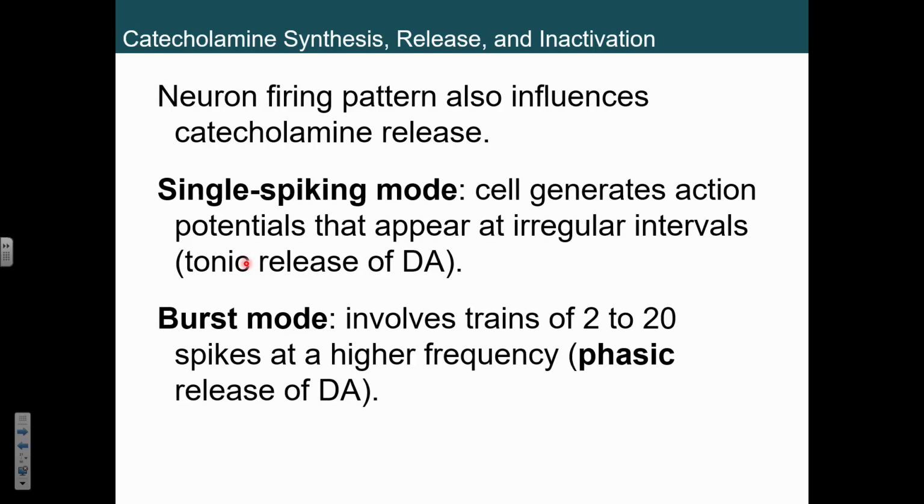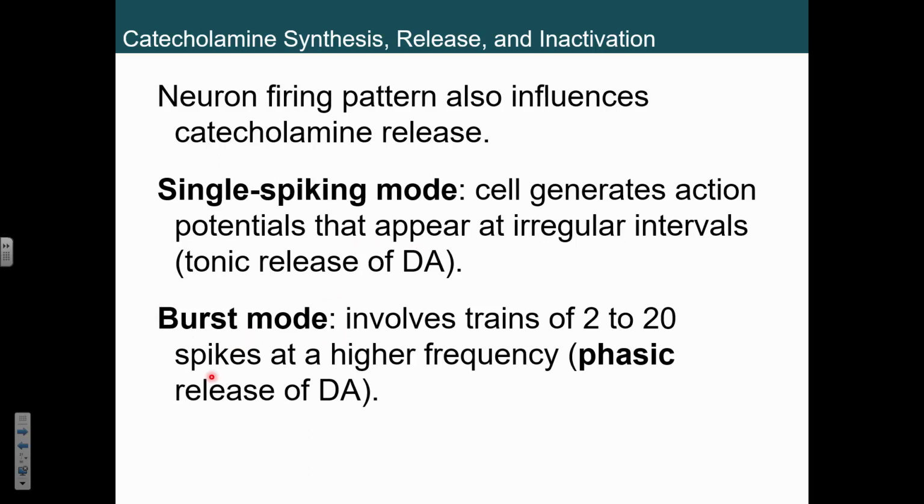Still more autoreceptor business. This is kind of interesting. Neurons actually have two sort of firing modes typically. They have what we call single spike mode or tonic firing. It's just every now and then you're getting a spike, right? You're getting an action potential. We talked about that a little bit. That'll actually get you what we call tonic release of dopamine.